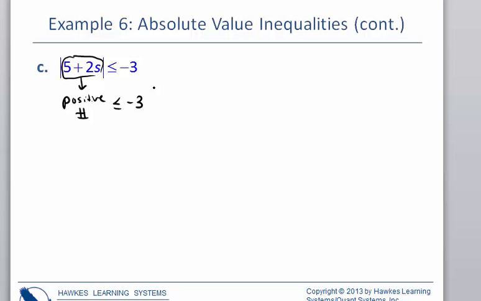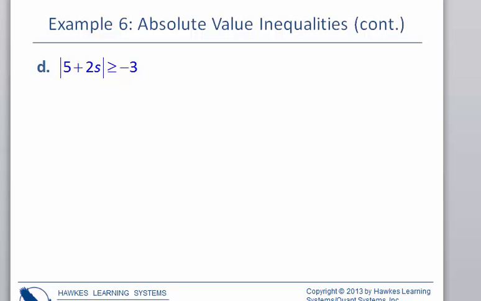And so since that's the case, the solution set is the empty set because it's impossible for that absolute value to be negative. And so we can say that the solution is the empty set, and we usually write it that way, or you can just simply say that there is no solution to this absolute value inequality.